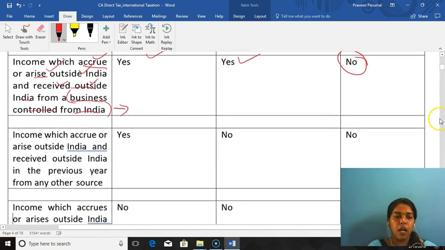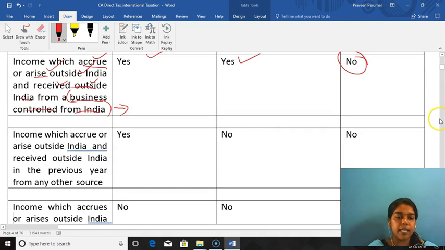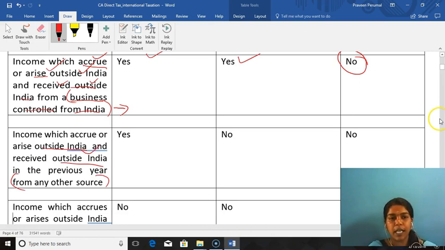Now, income which accrues or arises outside India and is received outside India in the previous year from any other source. So it should be any other source, accruing or arising outside India, receiving outside India during the previous year. So accruing is also outside India, receiving outside India, but it is not regarding business controlled from India, it can be from any other source. If that be the case, the first case alone yes, the other two are no.